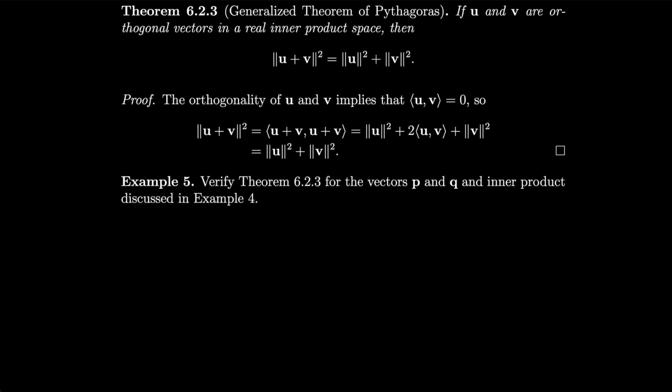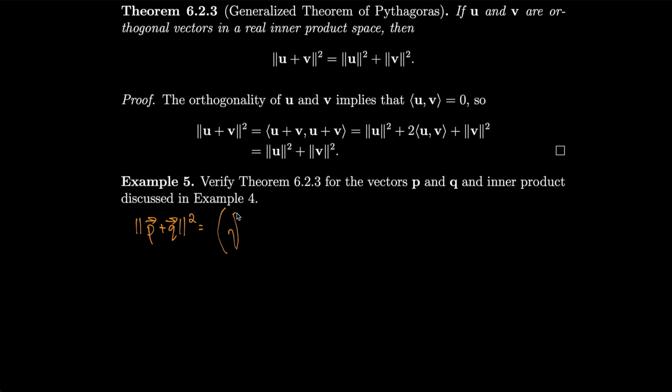In any case, you'll get the inner product of u with u, plus 2 times the inner product of u with v, plus the inner product of v with v, and the orthogonality makes the middle term 0, so it gets eliminated, and we just have the length of u squared plus the length of v squared. How about we verify this theorem for the vectors p and q and the inner product discussed in the previous example. So let's look at the length of p plus q squared.